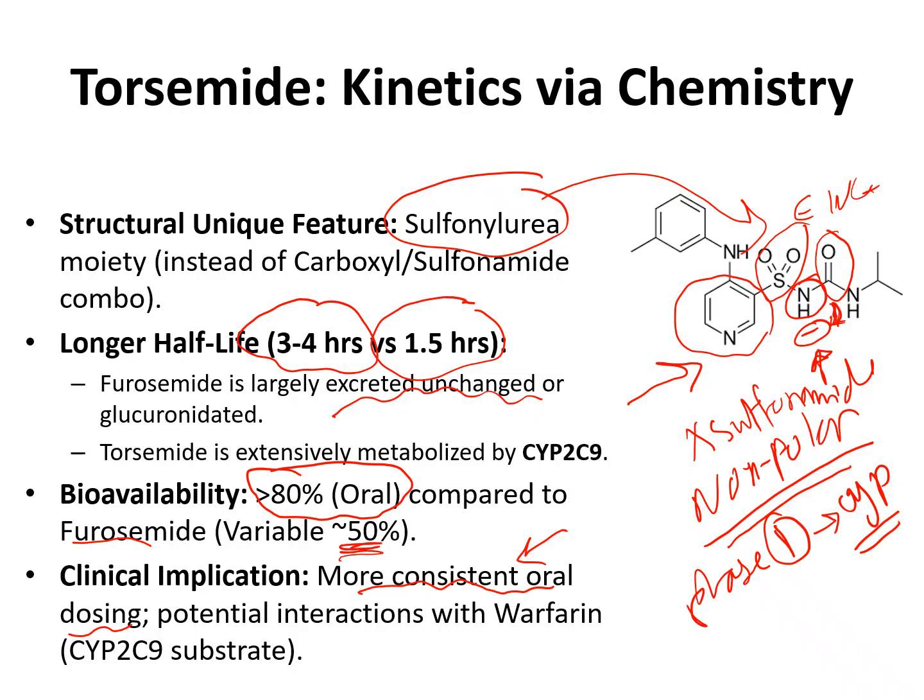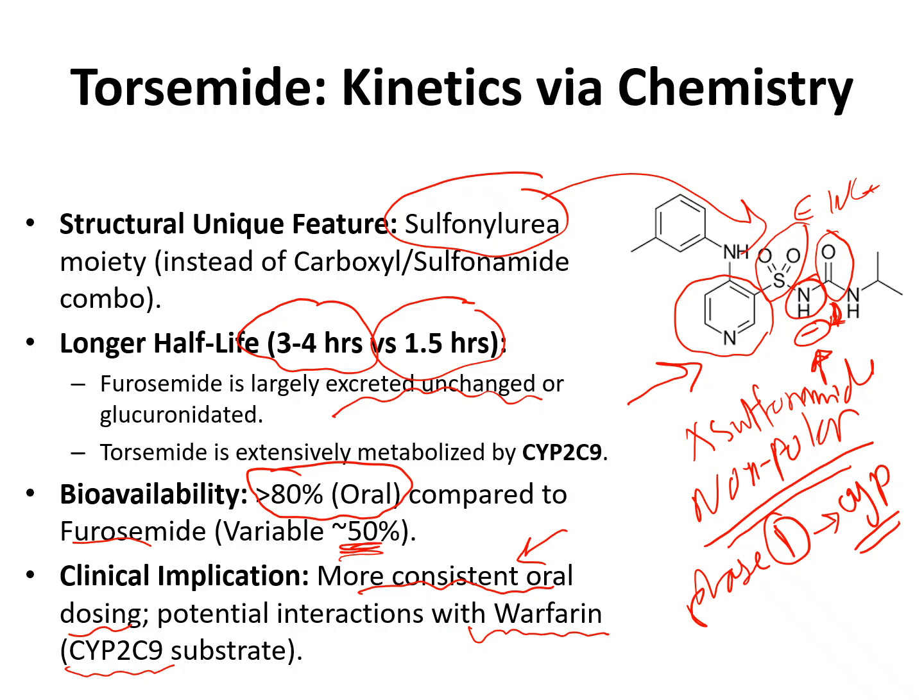The main issue of this compound is that you have to be careful if you give it with warfarin, because warfarin is also a substrate for the same cytochrome P450 subtype that this compound uses for metabolism, which is called cytochrome P450 2C9. And so there will be a competition if you give warfarin to the same patient as torsemide.